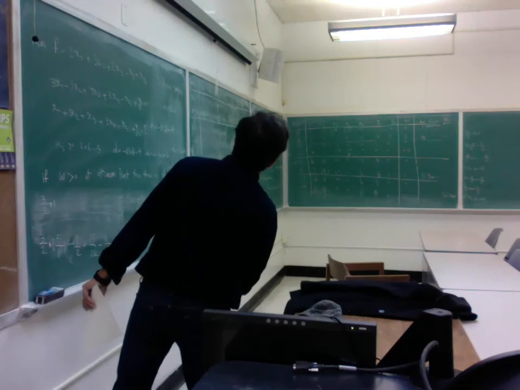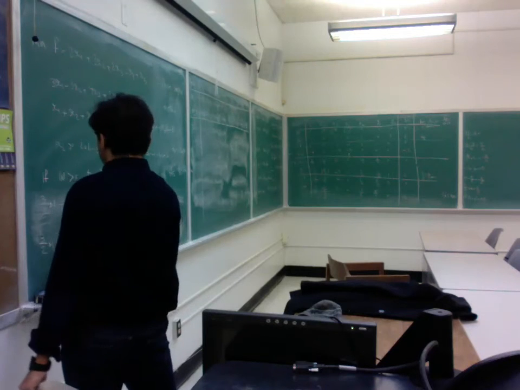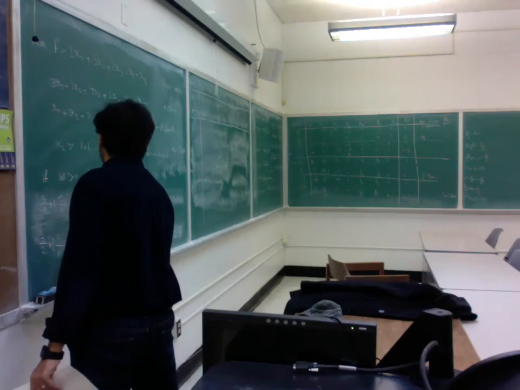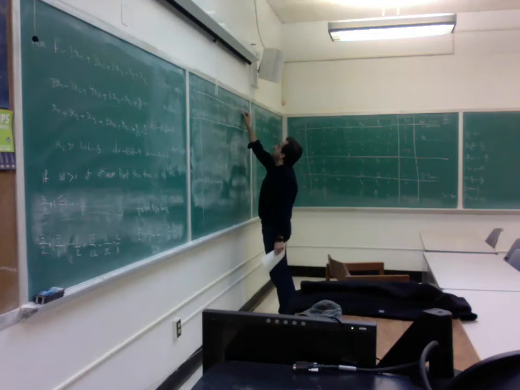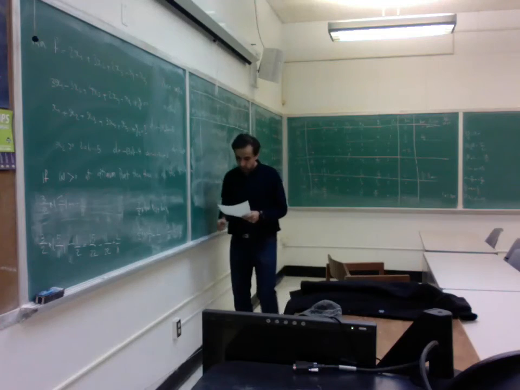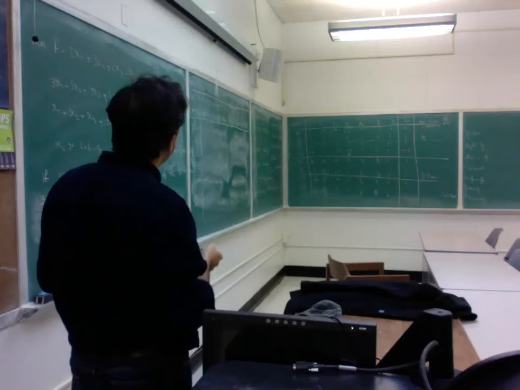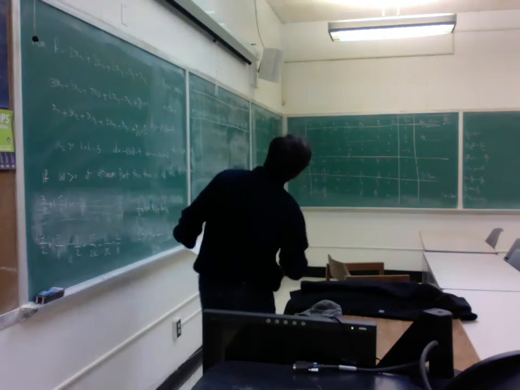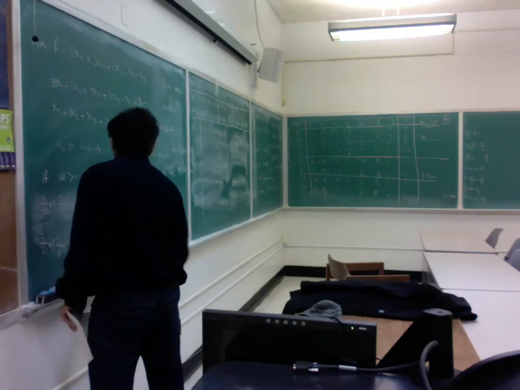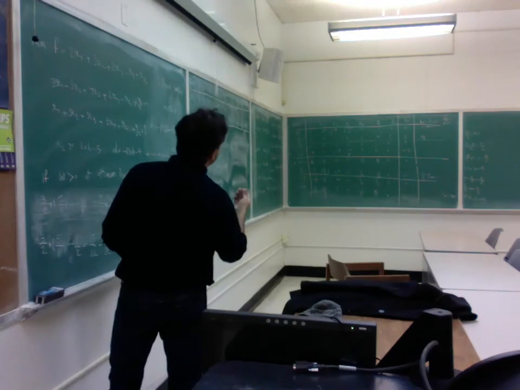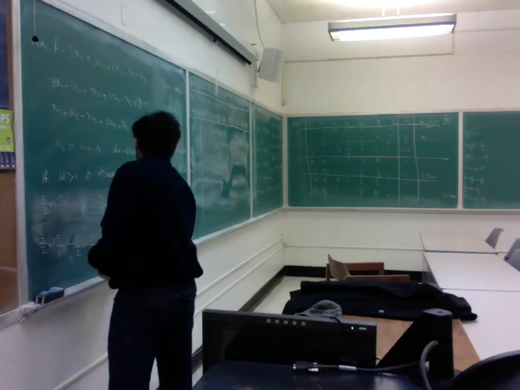3 over 2 times 2 over 11 plus 0. It's going to be 3 over 11. And B second is going to be 3 over 2 times 4 over 11 plus 0. It's 6 over 11.